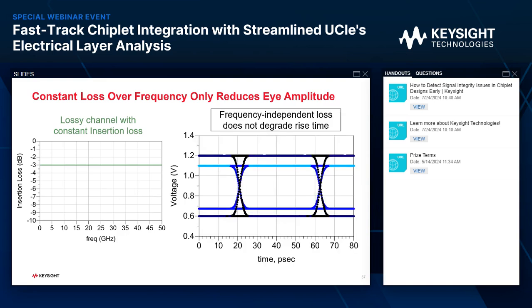Frequency-independent loss does not degrade the rise time. It only reduces the eye height, but not the rise time degradation. So it is truly the frequency-dependent loss that's degrading the rise time.